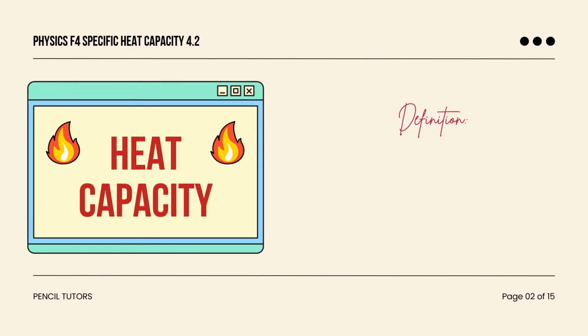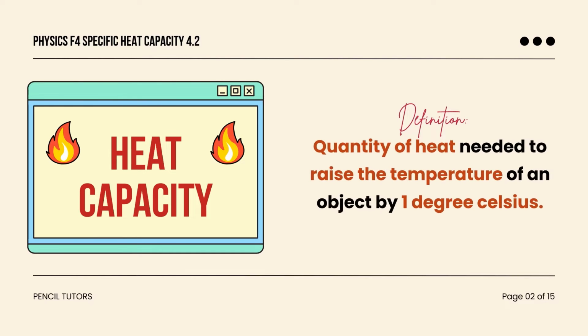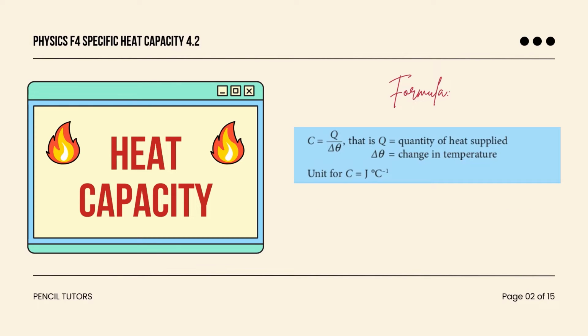First off, what is heat capacity? Well, heat capacity can be defined as the quantity of heat needed to raise the temperature of an object by 1 degree Celsius. And the formula for heat capacity is heat capacity is equal to the quantity of heat supplied divided by the change in temperature. And the unit for heat capacity is as shown on the screen.